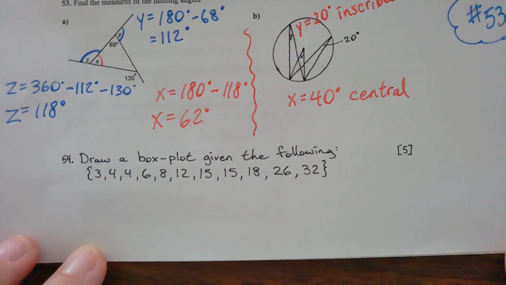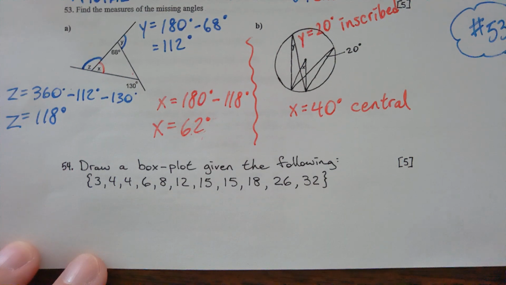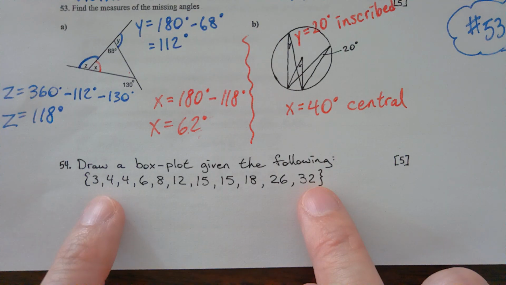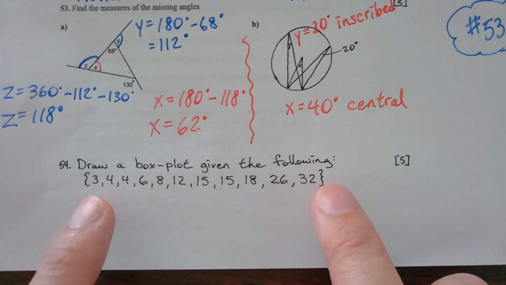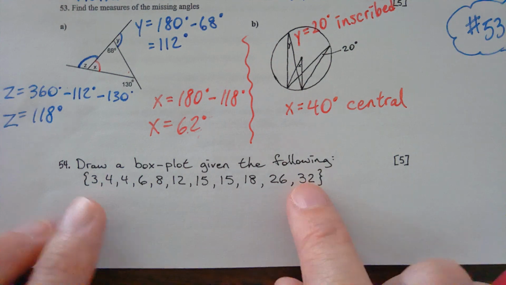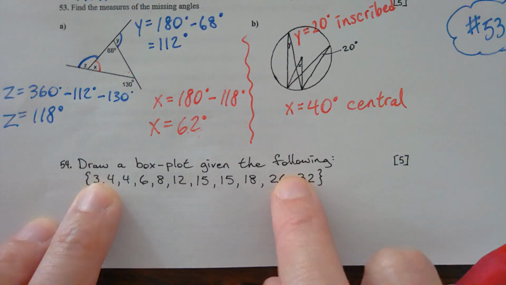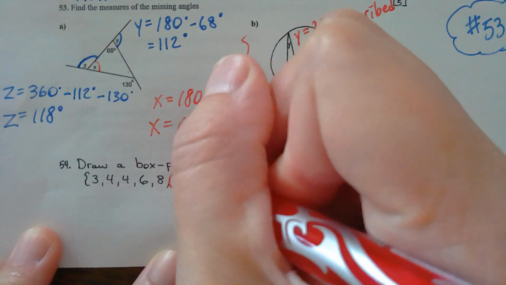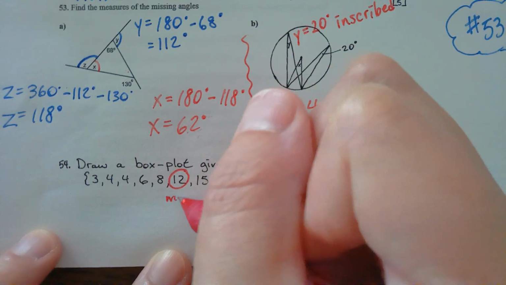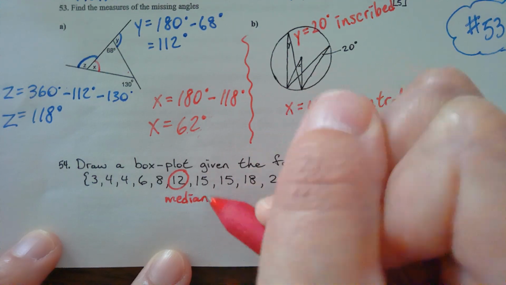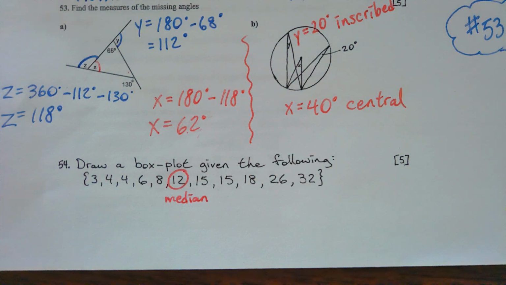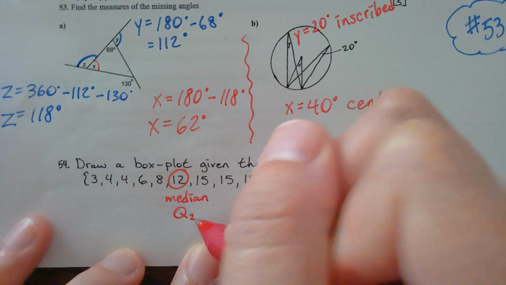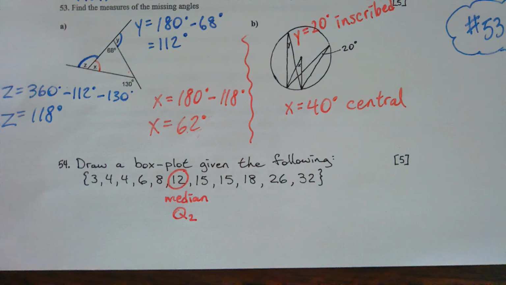Right. Draw a box plot given the following. So the first thing that you should do is order them from lowest to largest. So I did that for you already to cut down the work. So if you find the median, you'll see that it's 12. Okay. So what are the different names for this? This is my median, also called Q2.